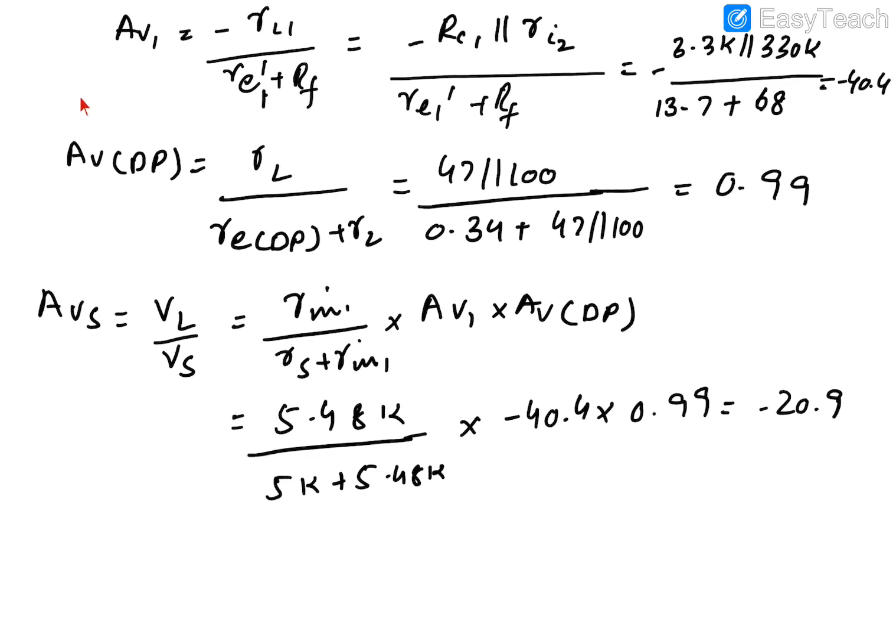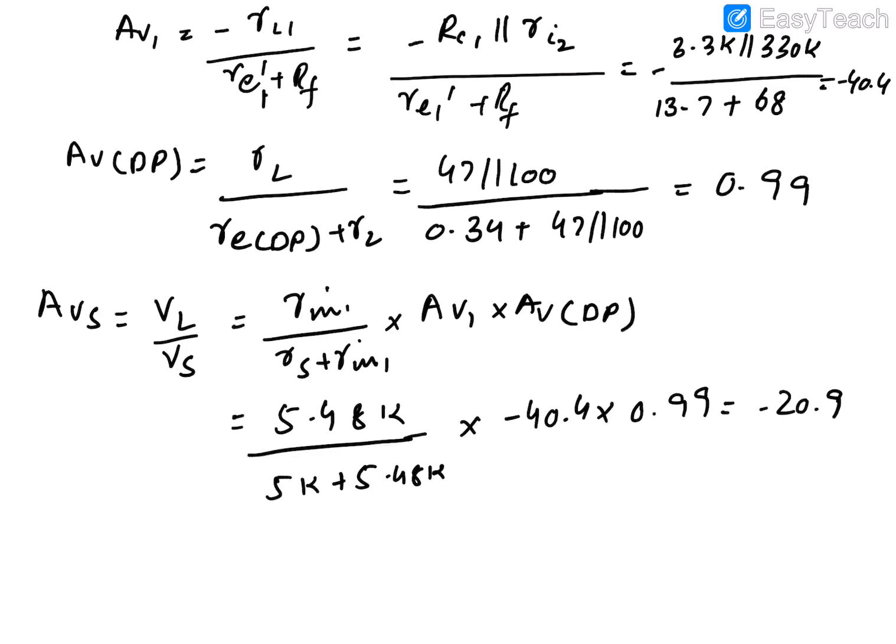Now the gain for the first stage is minus RL1 dash, including the load resistance. This is the AC load resistance, minus RL1 dash divided by RE1 dash plus RF. RL1 dash is basically the parallel combination of RC1 and the input stage resistance of the second stage, which is the Darlington pair, and it is acting as a load here. So this is equal to minus 40.4.